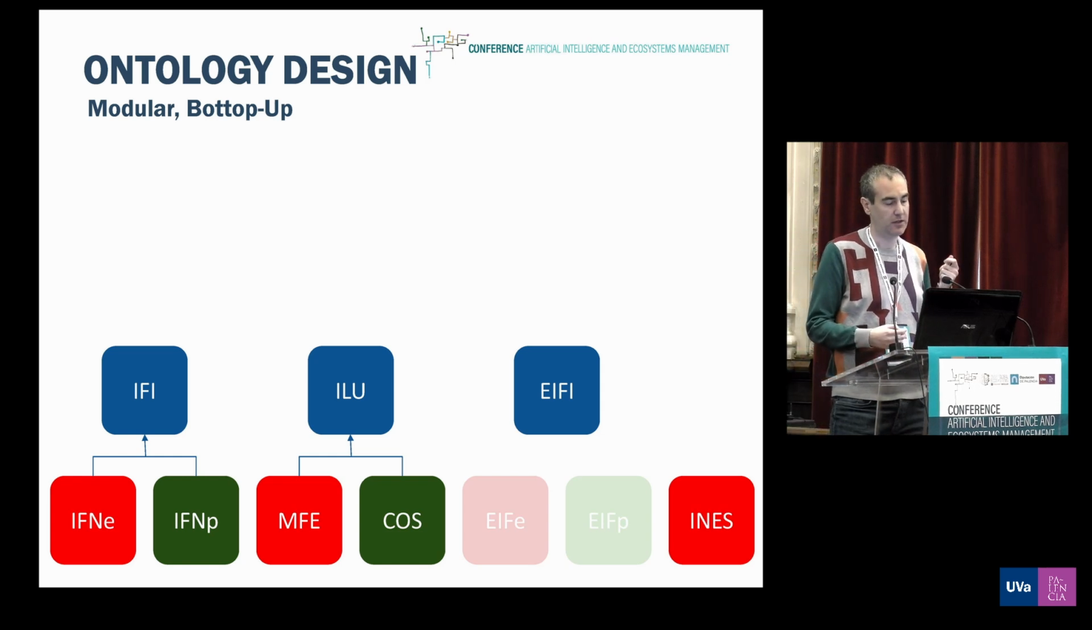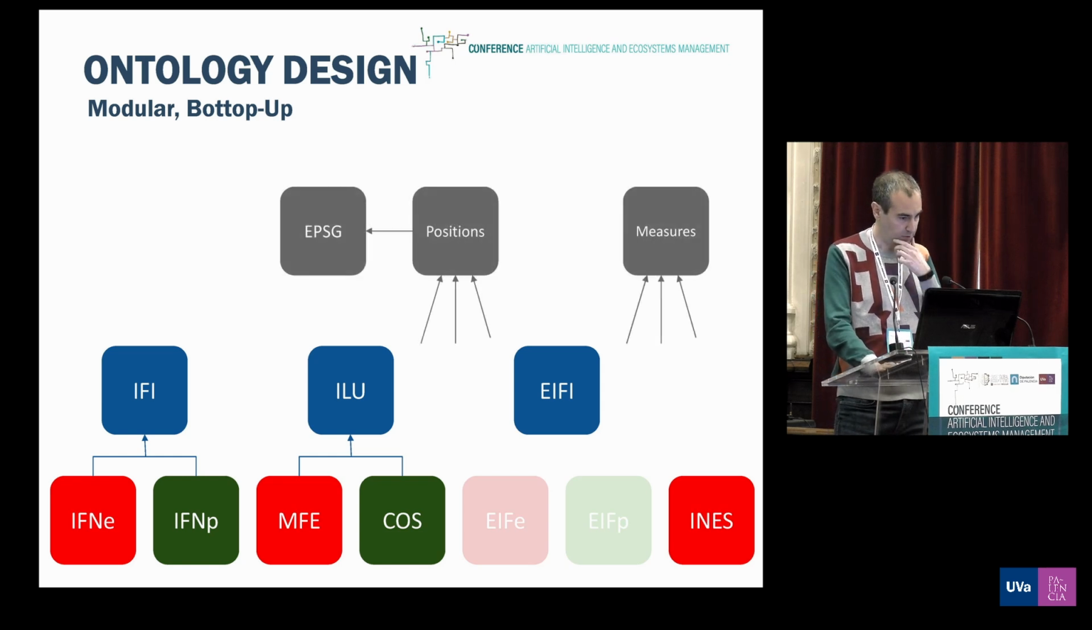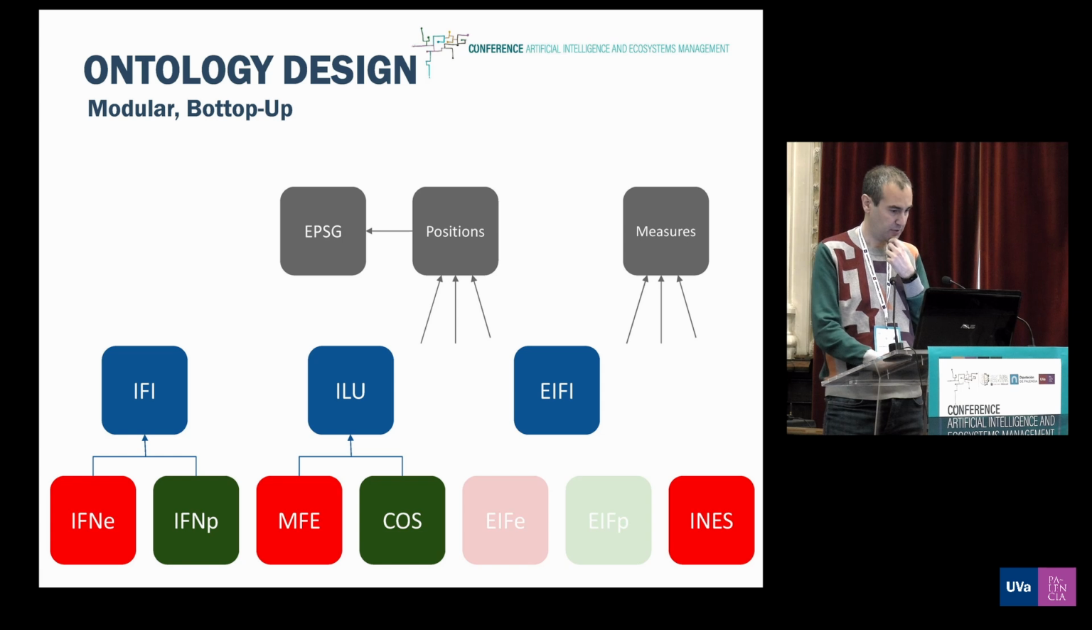So we would be able to query about common elements in both kinds of data sets that have similar data. In addition, we have three other modules. One to describe the coordinate reference systems used in the different data sets, one to describe the positions using the same vocabulary and way of writing, and another one for all the measures taken in the data.